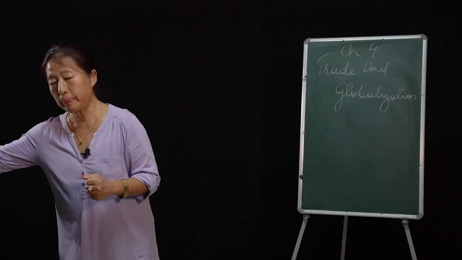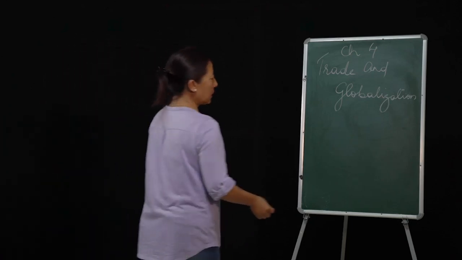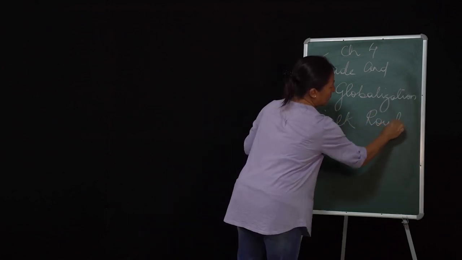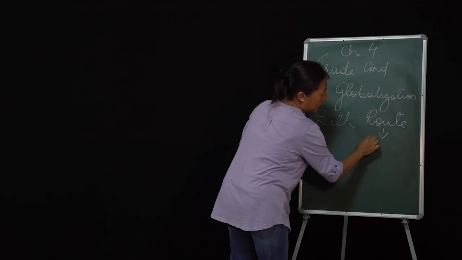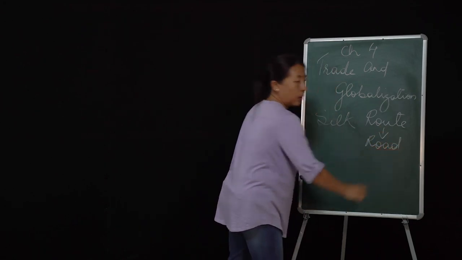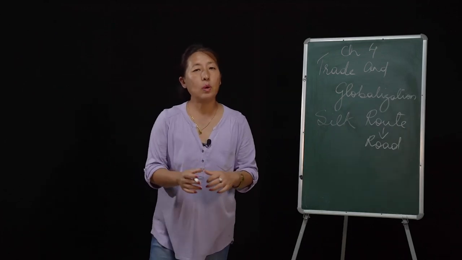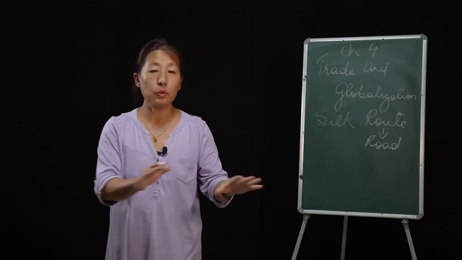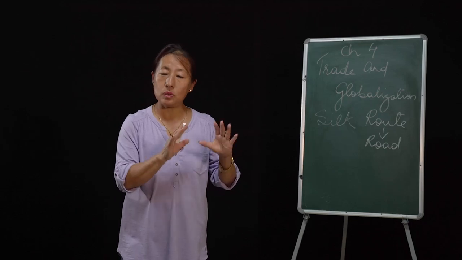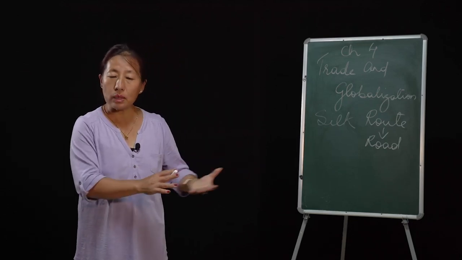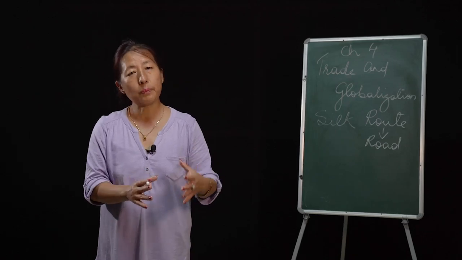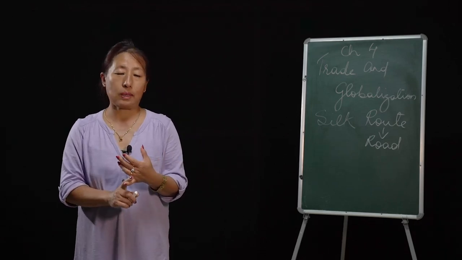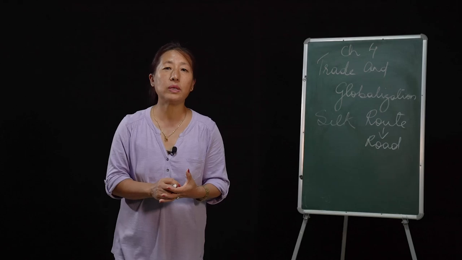Now, the next topic is what we call the Silk Road, or the Silk Route. Route means we are talking about a road. So when we talk about the Silk Road, don't think that the road is plastered with silk or anything. It is not that. But the name is given as the Silk Road because during those centuries, we all know about Chinese silk. The Chinese are very famous for their silk.